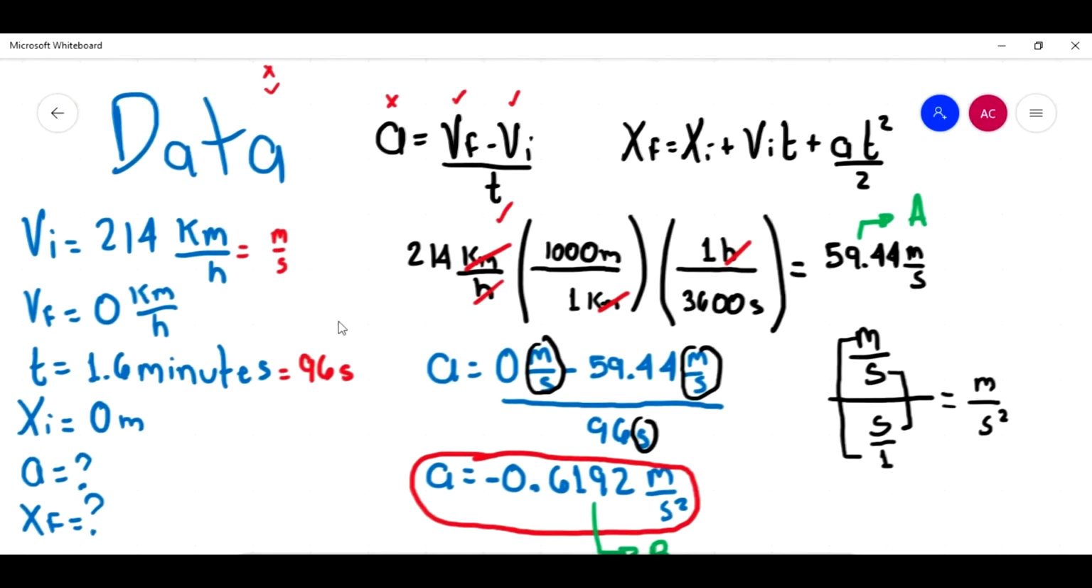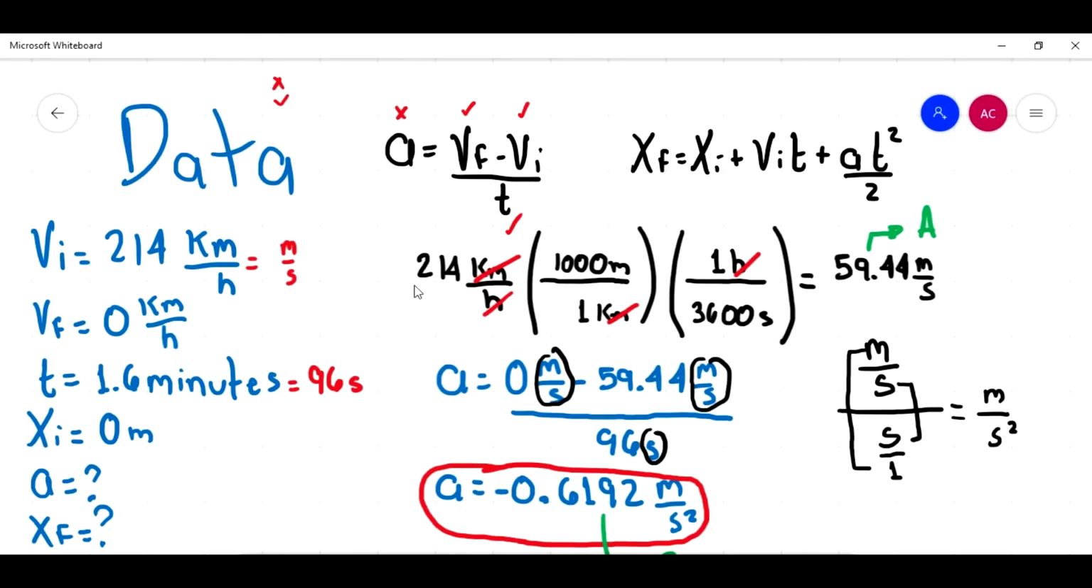So let's review the second equation that I got here. Do I have the final position? No, that's the one that I need to find. Initial position? Yes, it's 0. Initial velocity, I got it, is this one. The time is 96 seconds. The acceleration, do I have the acceleration? Yes, I just found it. Do I have the time? Yes. Okay, now I can use this equation and I'm gonna cross everything that is 0. So the initial position, 0 meters, I'm gonna cross it because it's 0.